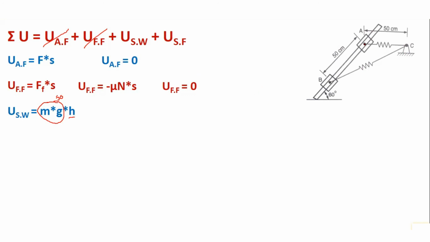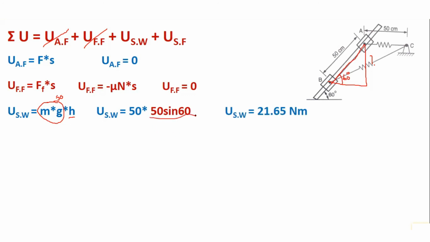For that, let me again construct a triangle here. So this is my triangle, and I need this vertical displacement. What is this vertical displacement? For that, this is the angle given to me as 60, and this length is given to me as 50 centimeters. So applying the sine and cosine rule, I can directly get this side as 50 sine 60. Substituting the value of H as 50 sine 60, I get the work done due to self weight as 21.65 newton meters.